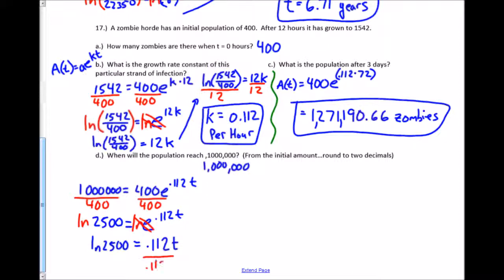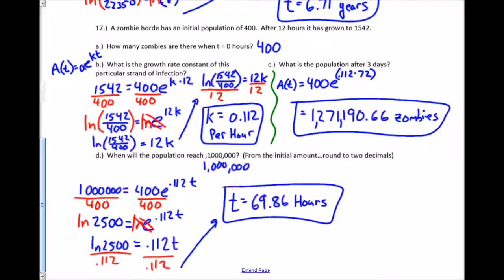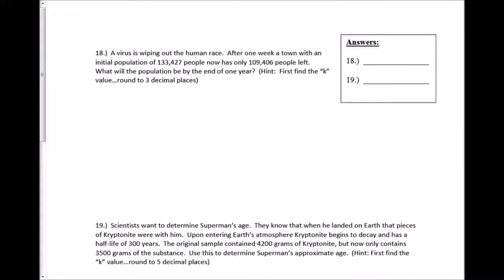And now I can divide each side by the 0.112. So I find out that t equals natural log of 2,500 divided by the 0.112. So it's approximately 69.86. And again, the units are important here. That was per hour for my rate, so this is going to be in hours. Okay? So make sure you put units on there, especially if you change it to something else like days.